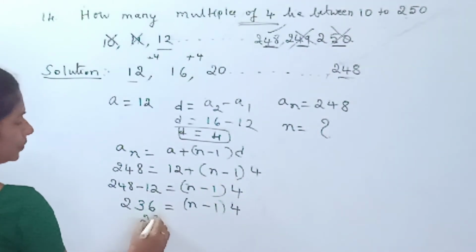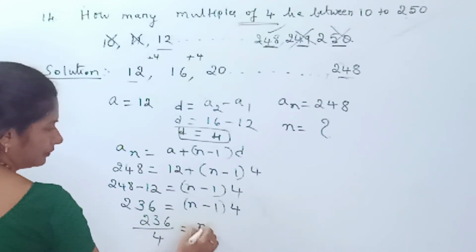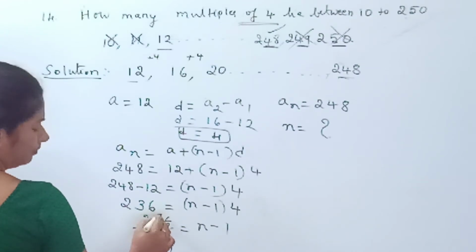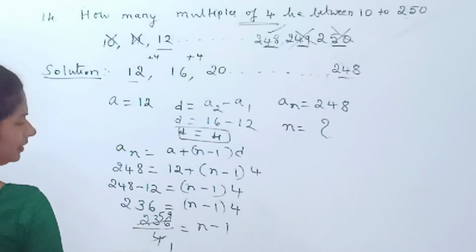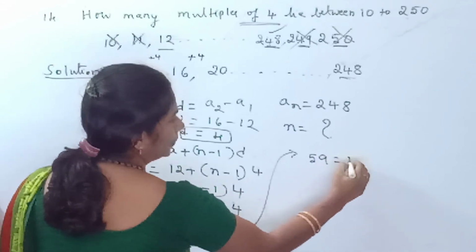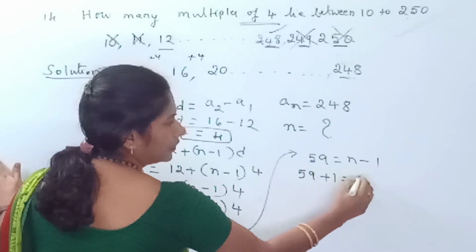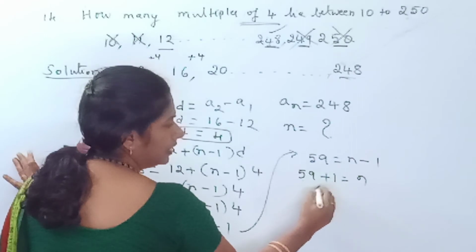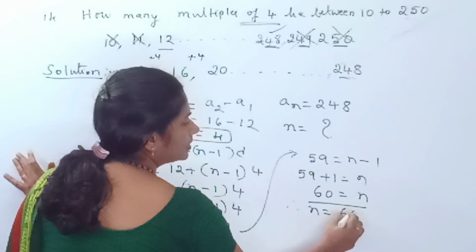Now next step, 236 into 4, I'll transpose to the left hand side. It becomes 236 divided by 4 equal to n minus 1. 4 1s are 4. 4 5s are 20. 36. So 4 9s are 36. From here, 59 equal to n minus 1. So 59 plus 1 equal to n, you transpose to the left hand side. So 59 plus 1 is 60 equal to n. Therefore n value is 60.